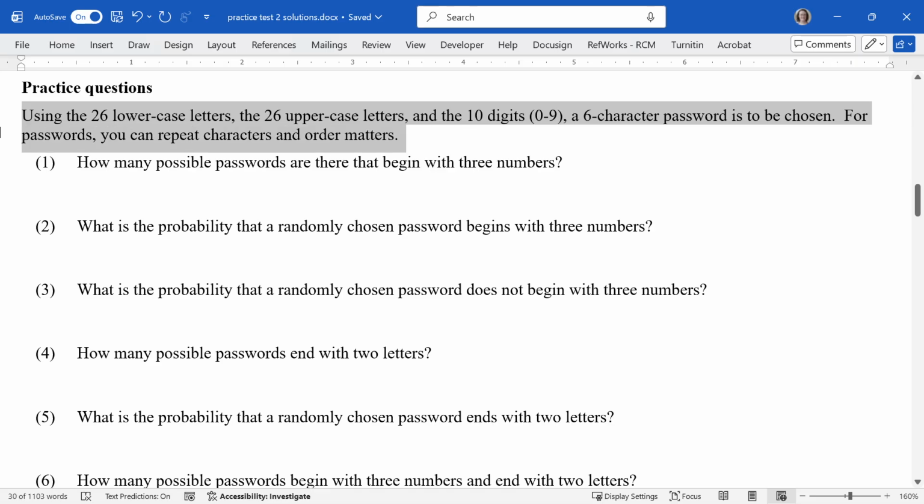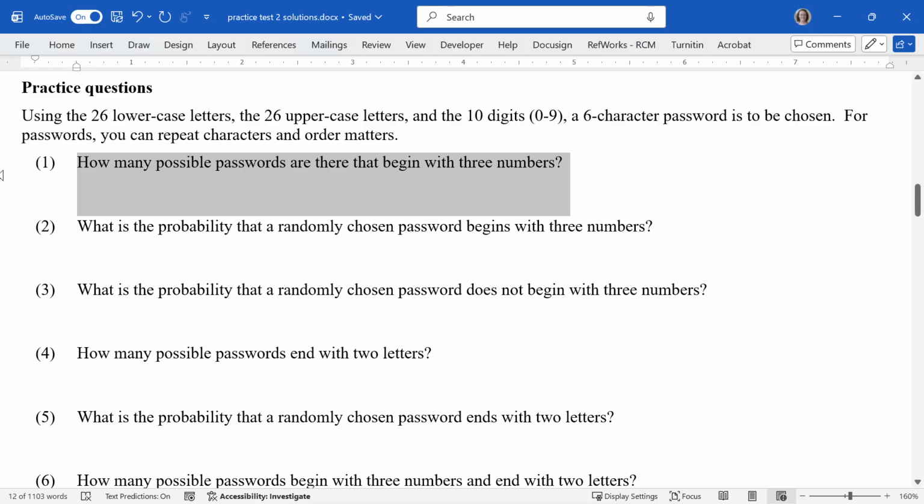Using the 26 lowercase letters, the 26 uppercase letters, and the 10 digits, a 6-character password is to be chosen. For passwords, you can repeat characters and order matters. How many possible passwords are there that begin with 3 numbers?